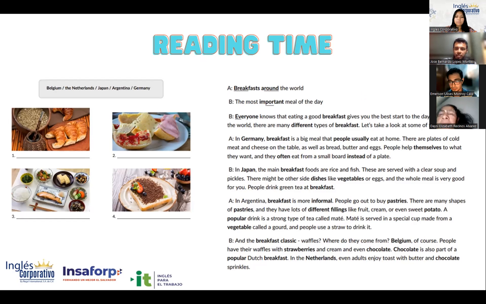And the breakfast classic, waffles, where do they come from? Belgium, of course. People have their waffles with strawberries and cream and even chocolate. Chocolate is also part of a popular Dutch breakfast. In the Netherlands, even adults enjoy toast with butter and chocolate sprinkles. Sprinkles, right? Perfect. Okay, guys.